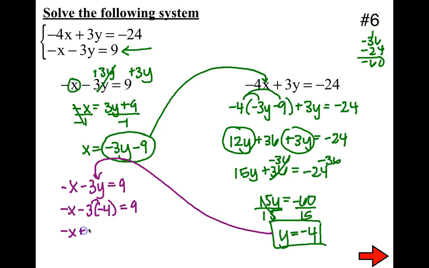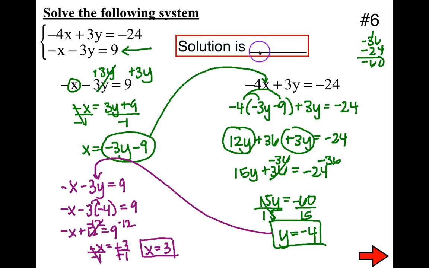Negative times negative is a positive 12 equals 9. Get rid of the constant first, which leaves me with -x equals -3. Divide both sides by a negative. These cancel out, leaving me with x equals 3. So now that I know both, I'm going to be able to write my solution. X is always written first, so it's going to be 3, -4.